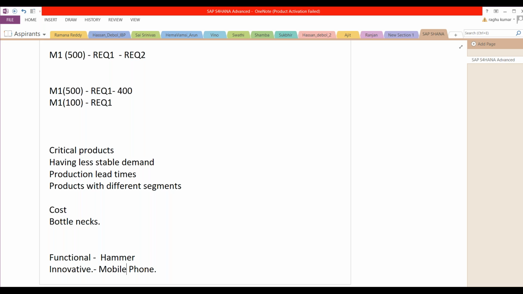Now what I can also understand is that I cannot do the same level of planning for my hammer and mobile phone. Of course, I cannot do that. Because this has a volatility in its demand, it has a volatility in the availability of the materials and many other reasons. I would say that given this situation, I want my mobile phone to be involved with multiple planning aspects.